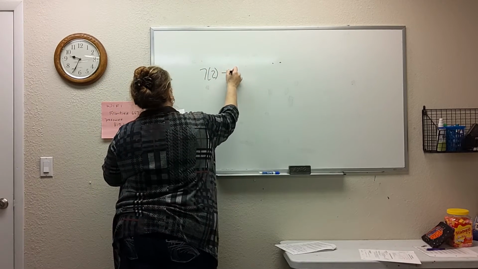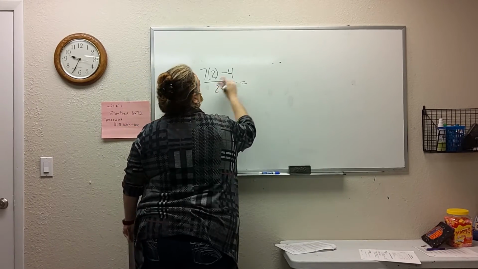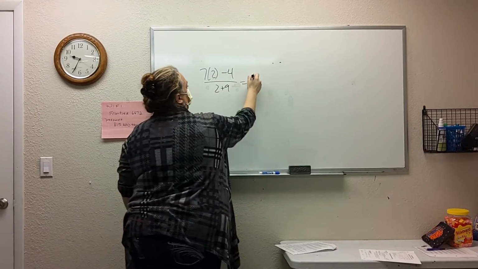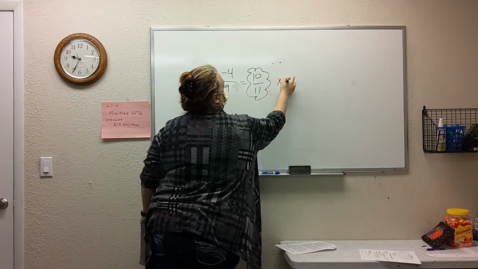So 7 times 2 minus 4 over 2 plus 9. So that's 7 times 2 is 14. 14 minus 4 is 10. 2 plus 9 is 11. Okay, there's my target. And we're doing x equals 2.